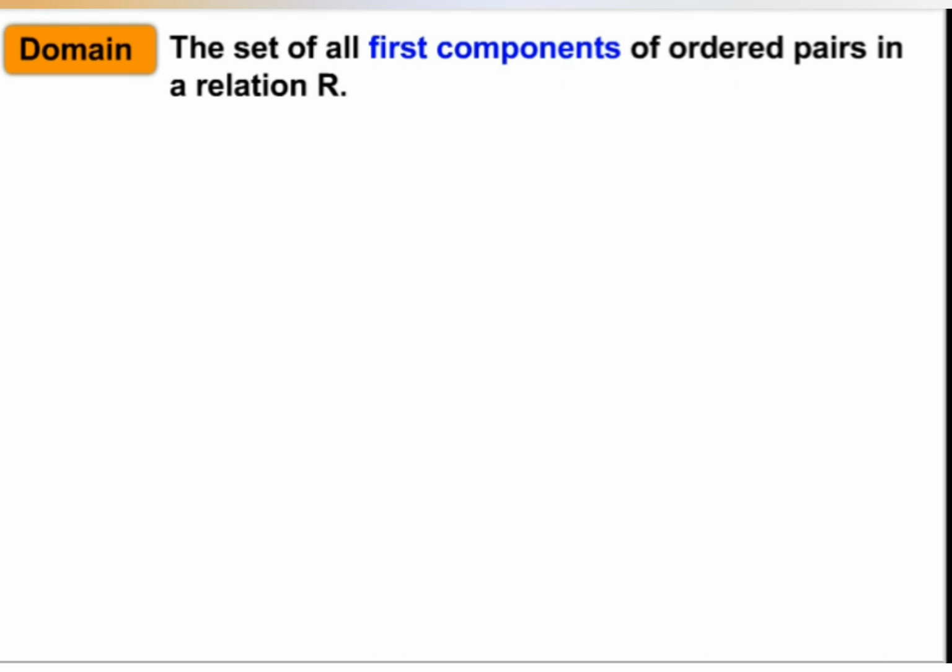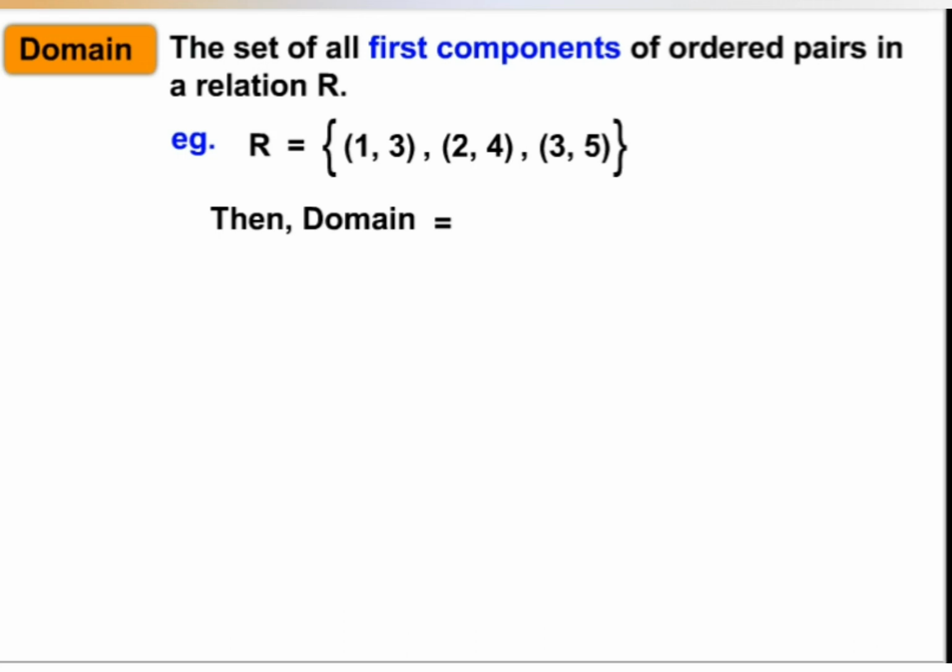Domain. The set of all first components of ordered pairs in a relation R. For example, R is a set {(1, 3), (2, 4), (3, 5)}. Then the domain is equal to {1, 2, 3}.